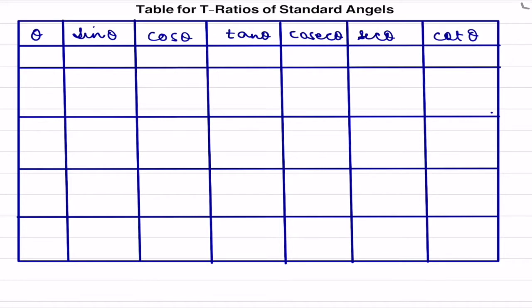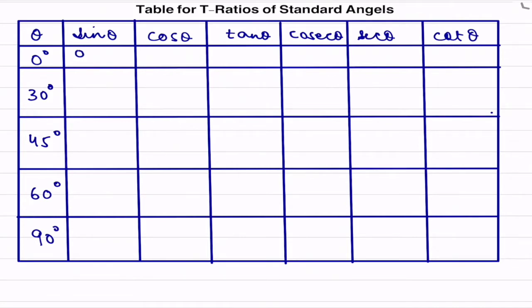So which angles are the standard angles? First is 0 degree, next is 30 degree, then 45 degree, next is 60 degree, and the last is 90 degrees. These are the standard angles for trigonometry. So first, see children, the first column values you have to remember. Either you can remember them or I'll tell you the easiest way.